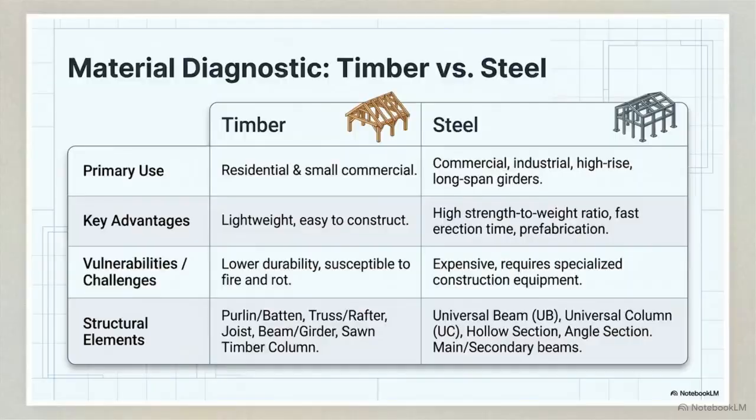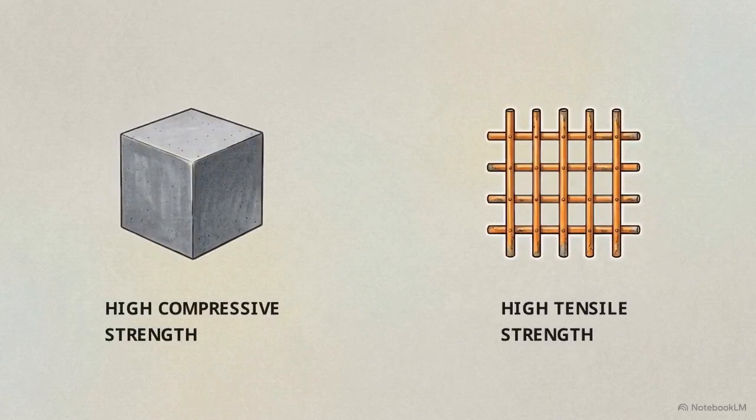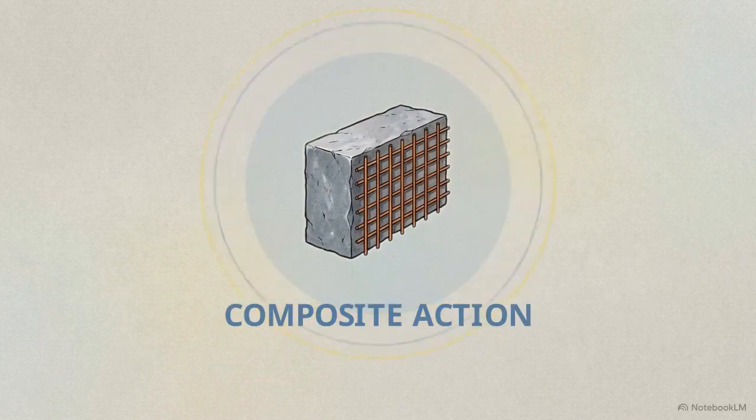To prevent snapping and buckling, engineers select materials with highly specific properties. This diagnostic table highlights the contrast. Timber is lightweight and easy to construct for residential use. Steel offers an extreme strength-to-weight ratio needed for high-rise commercial structures, despite being far more expensive. But the most heavily utilized material in modern engineering doesn't rely on a single physical property. It uses composite action, intentionally combining two flawed materials to cancel out their individual weaknesses.